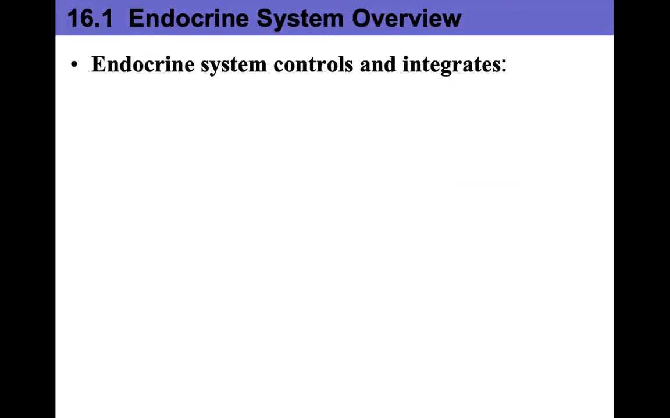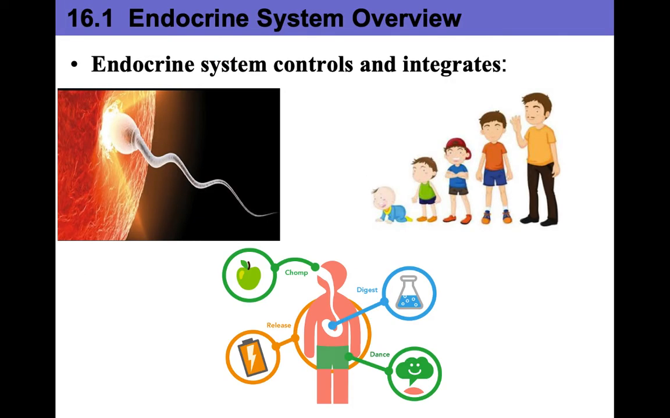Actions of hormones, targets, general function of endocrine system: reproduction, growth and development, metabolism.